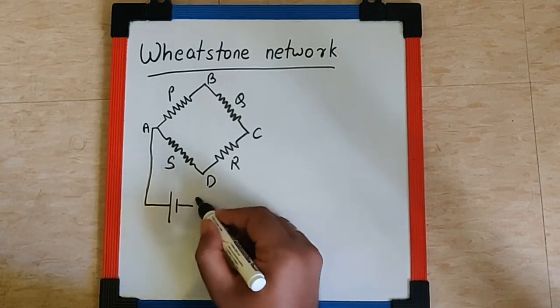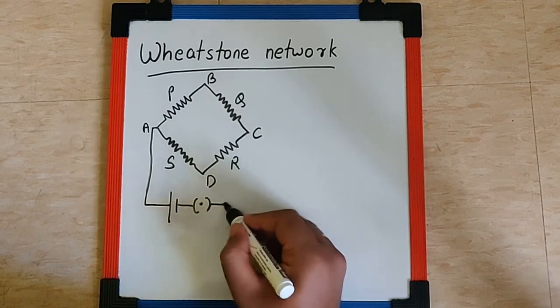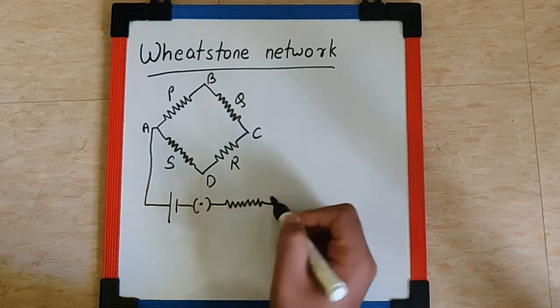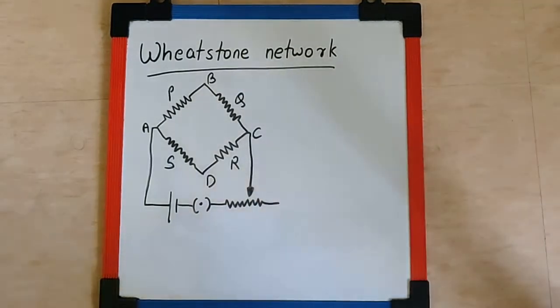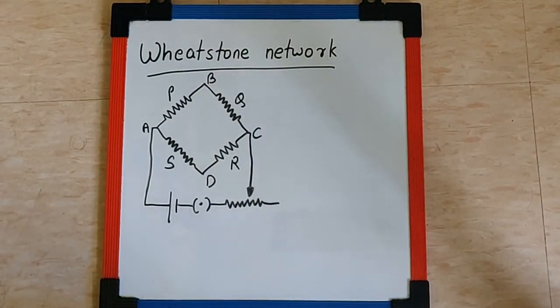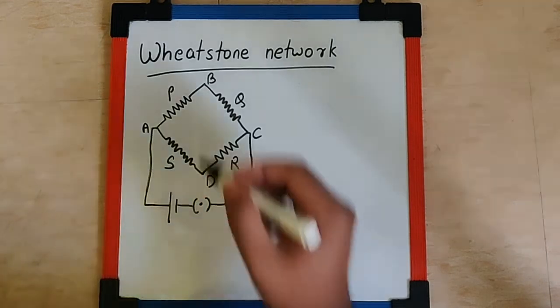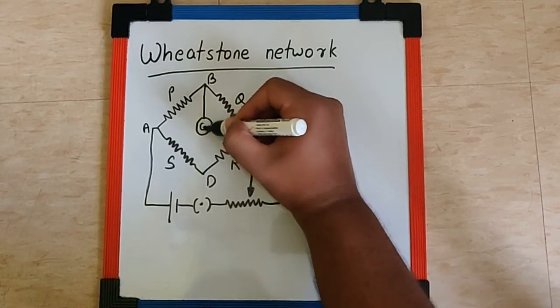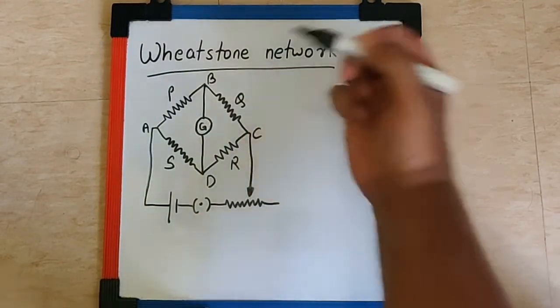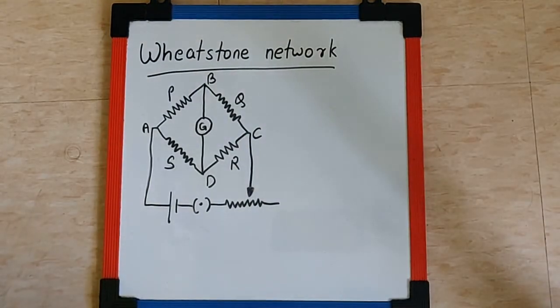A battery, a key and a rheostat, and the remaining two opposite ends are connected to a galvanometer, something like this. Now just to remind you, a galvanometer is an instrument which measures current in the circuit. So you can say it's something like an ammeter.